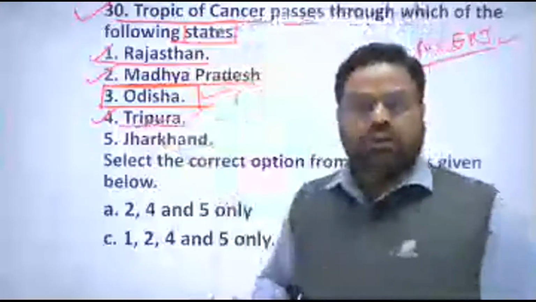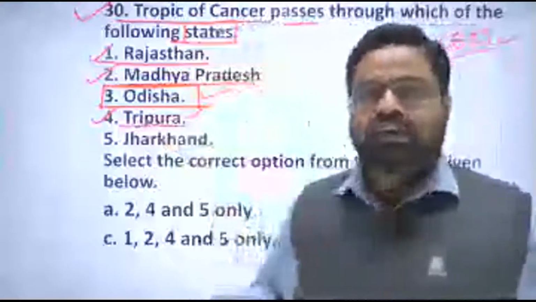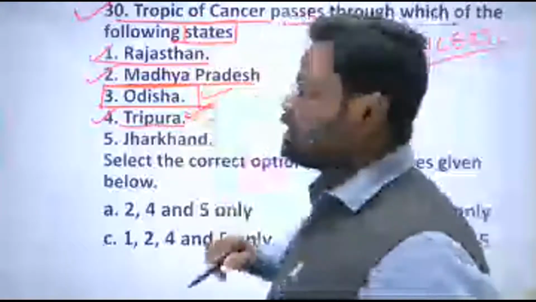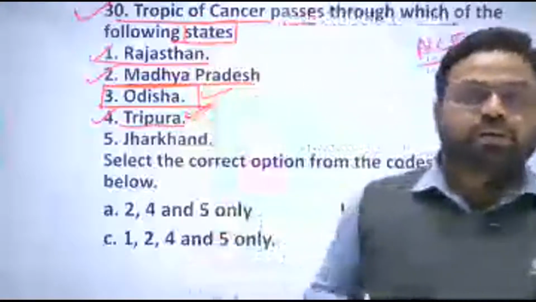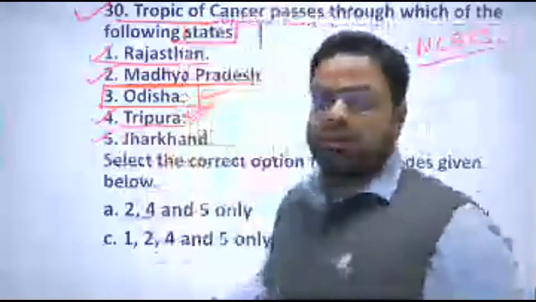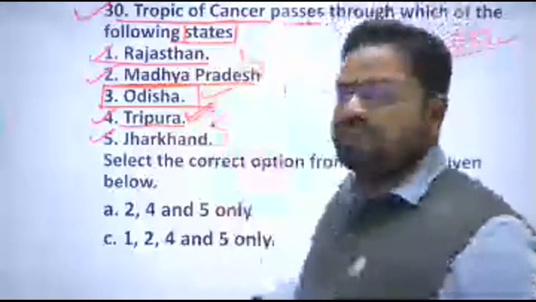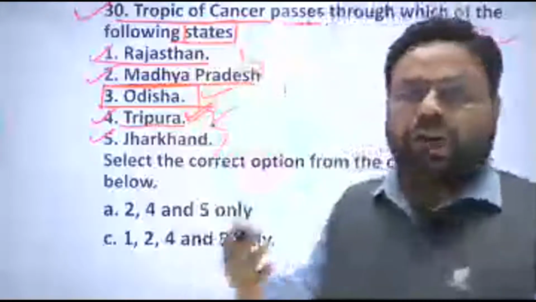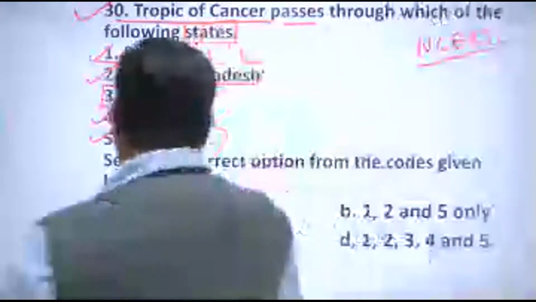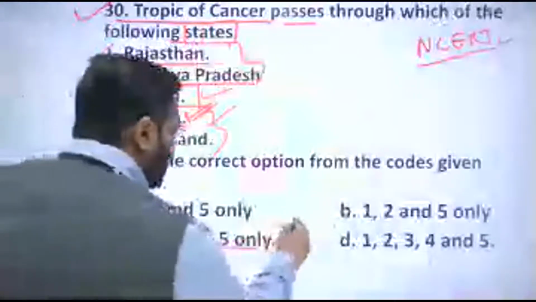Tripura, like two northeastern states, are also crossed over by the Tropic of Cancer, and here the students commit the mistake that they don't know that Tripura and Mizoram are also crossed over by the Tropic of Cancer. And the next is Jharkhand. So these four states are the states through which the Tropic of Cancer passes, and this is in the options only. The rest of the states I will show you in the next slide. So here the answer will be C, that is 1, 2, 4 and 5.